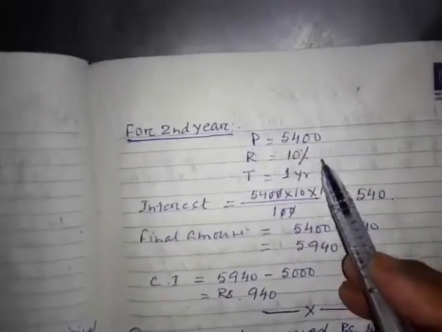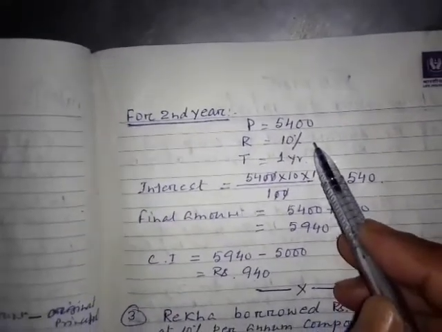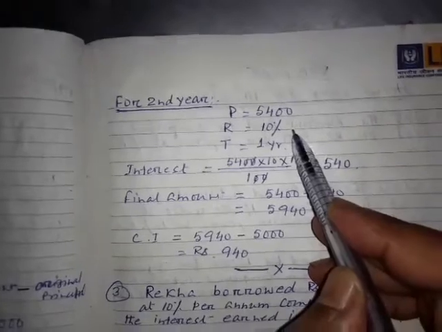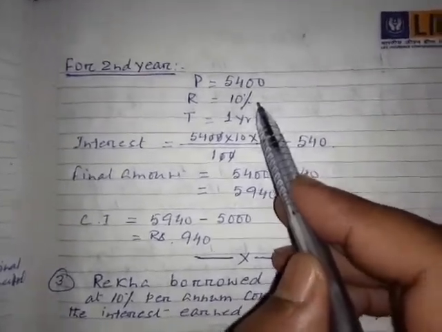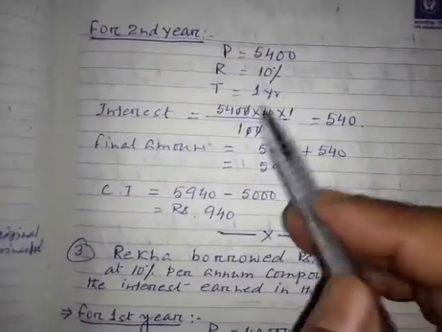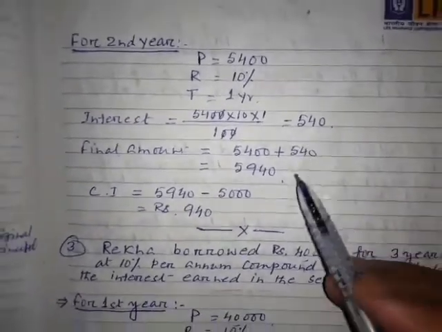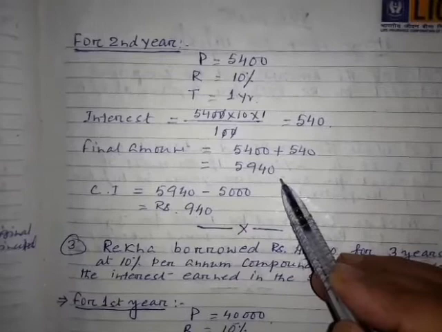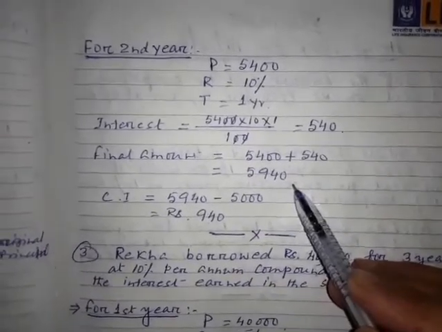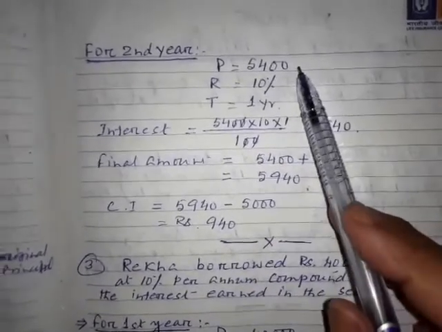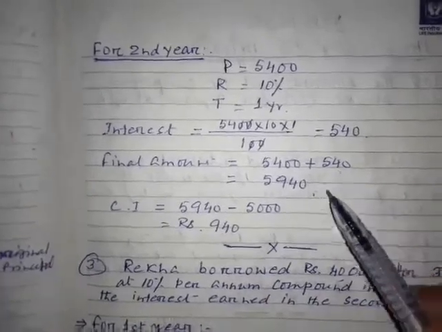So what is the principal here? 5,400. Now two successive rates were there. First case 8%, second case 10% interest. Time will be 1 year. Same way you can calculate the interest. If you find out the interest, will you be able to find out the final amount or not? Like previous math, I told you, what is the final amount? Principal for second year plus the interest. That is the final amount.